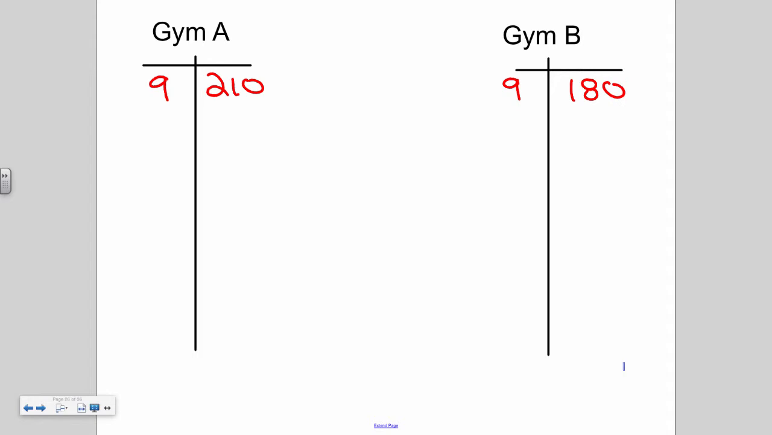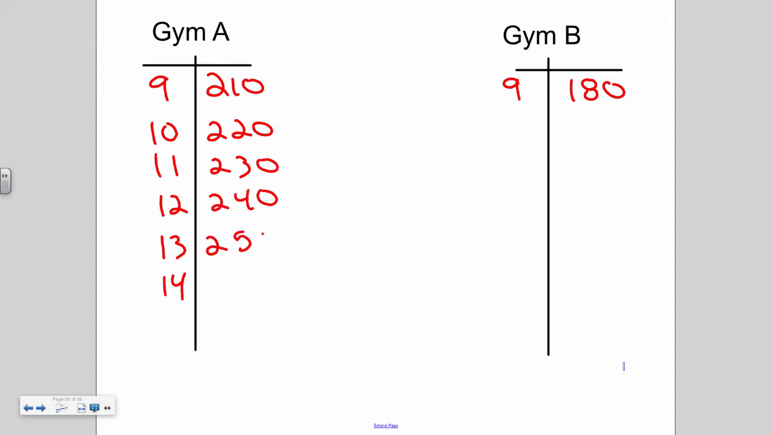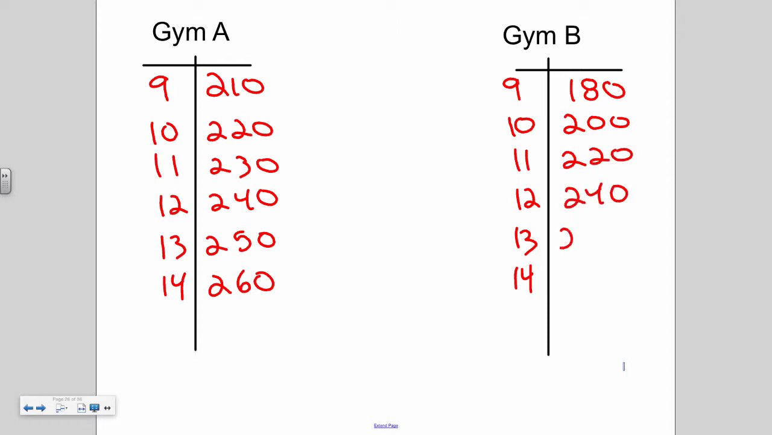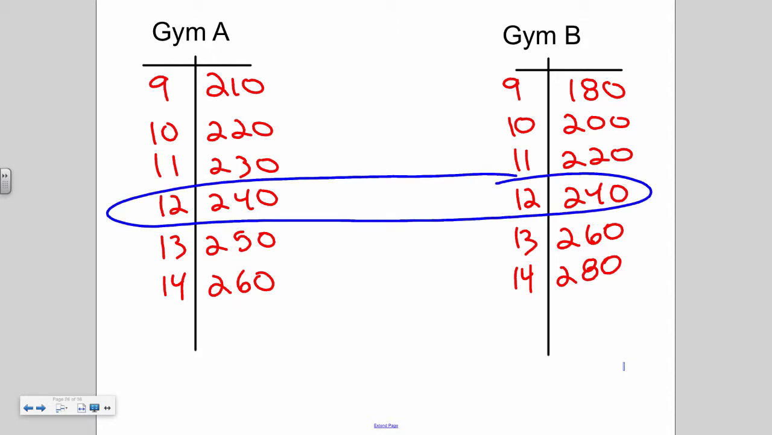So all we're going to do is count the months. So this, I'm going to just keep adding the $10 per month. While in here, I'm going to add $20 per month. So you can see that at a year, they are exactly equal. That is the point that they have in common. So after that point, Gym A gets better pricing, and Gym B gets more expensive.